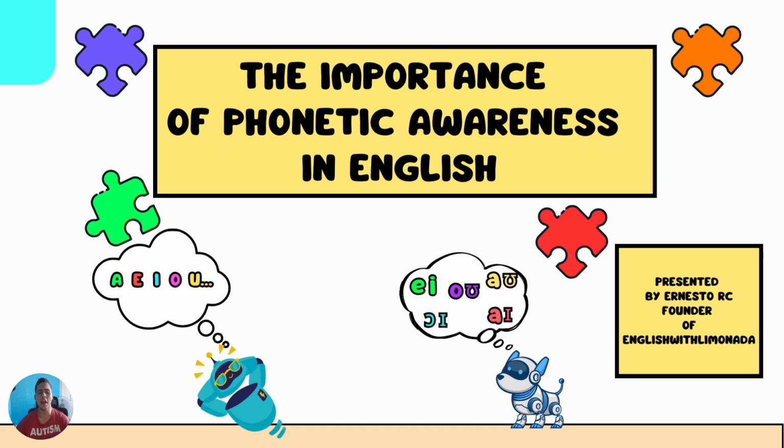In today's video, I will explain the importance of phonetic awareness in English. Why is it so important as a non-native speaker to know this basic stuff? Well, first of all, I will introduce the vowels. We have the main vowels, as in the robot is laying there: a, e, i, o, u. And then the dog, it's a, o, ow, oi, and i.